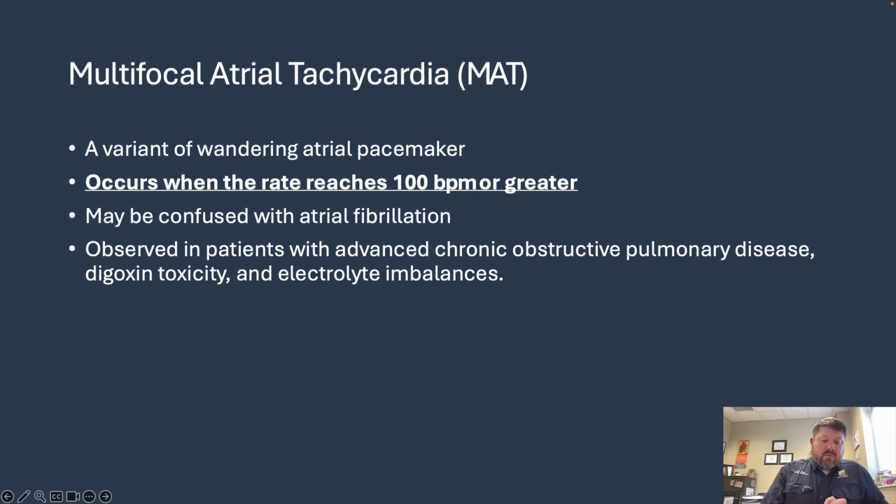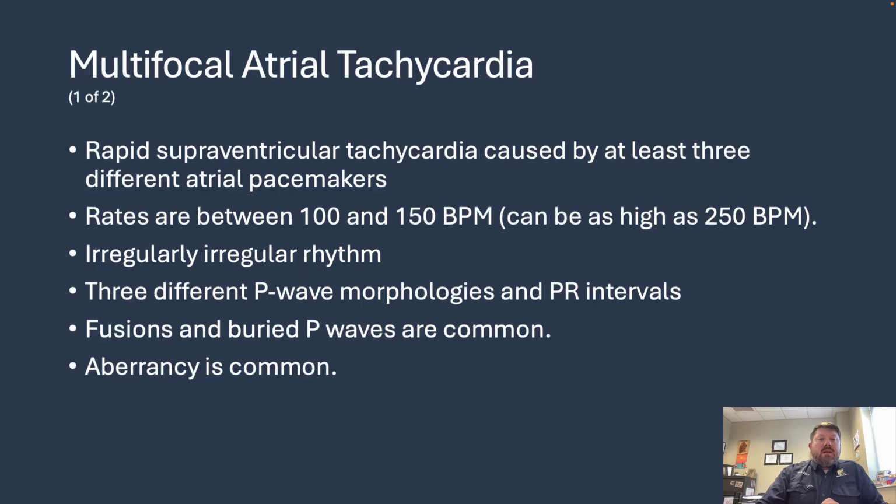Differentiating MAT from a wandering atrial pacemaker is essentially going to be consideration of the overall rate of the rhythm. If the overall rate of the strip is over 100 beats per minute, then it's MAT. If the overall rate of the strip is less than 100 beats per minute, then the rhythm is wandering atrial pacemaker. It is an irregularly irregular rhythm, and 3 different P-wave morphologies and PR intervals have to be observed, and it's got to be a rate greater than 100.